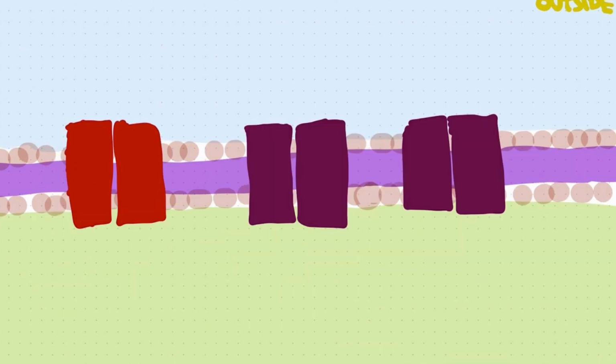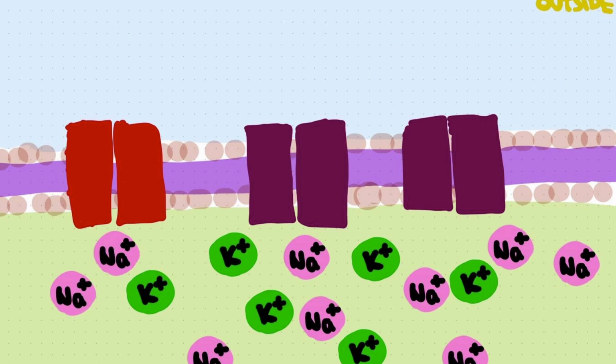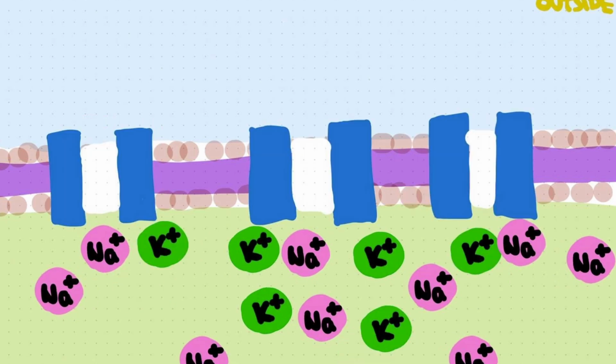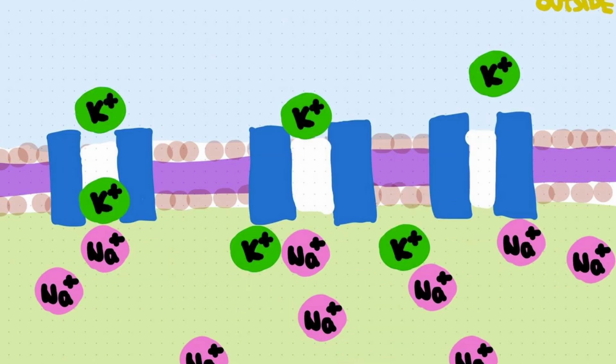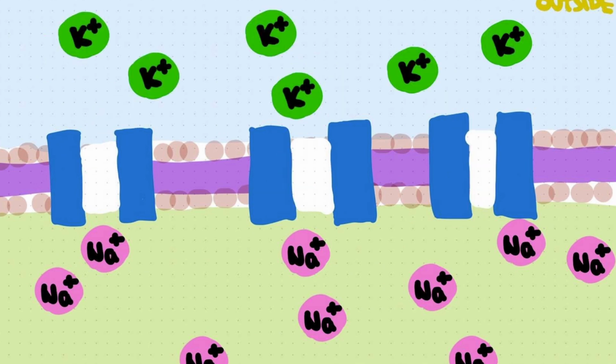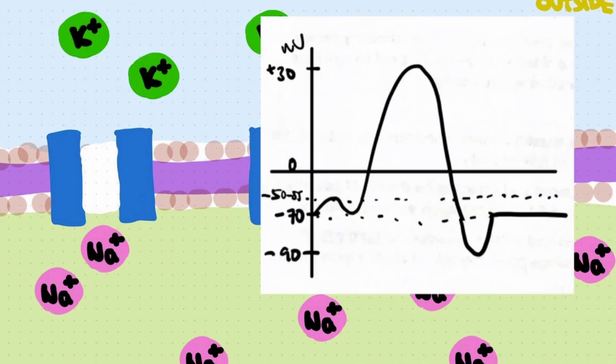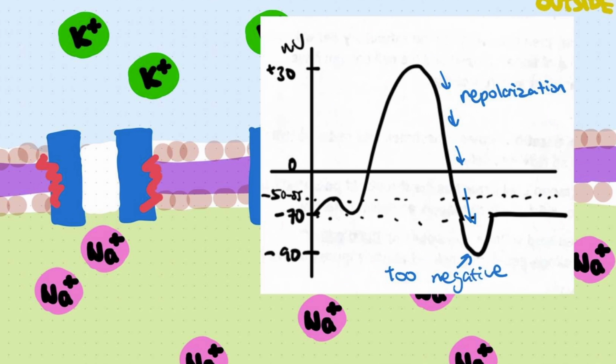Then the sodium channels close and the potassium voltage-gated channels open. The potassium ions flow out of the cell, and with the ions leaving, the inside membrane potential becomes negative again. This is called repolarization. However, the potassium channels are leaky and slow to close, thus too much potassium leaves and the cell becomes too negative. This is called hyperpolarization, as the voltage dips below negative 70 millivolts and can reach up to negative 90 millivolts.